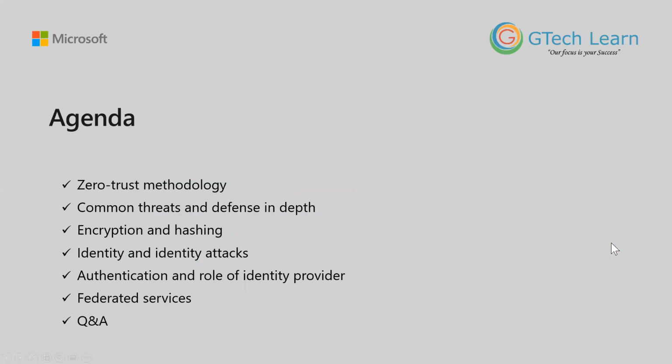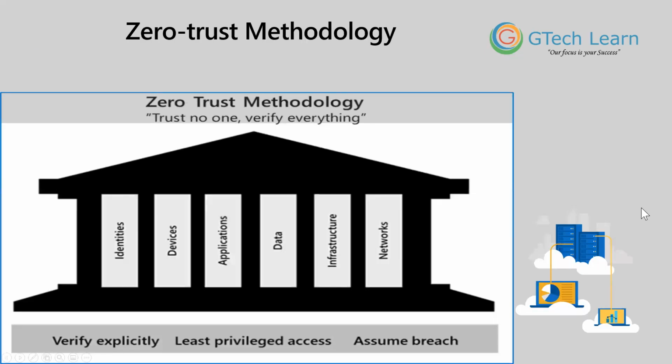This is our agenda of today's webinar, where we will study zero trust methodology, common threats and defense in depth, encryption and hashing, identity and identity attacks, authentication and the role of an identity provider, and federated services. After that there will be a question and answer session of 5 minutes. The total timing of this webinar is 45 minutes, and 5 minutes is for the question and answer session. So let's move. The first lesson is zero trust methodology.